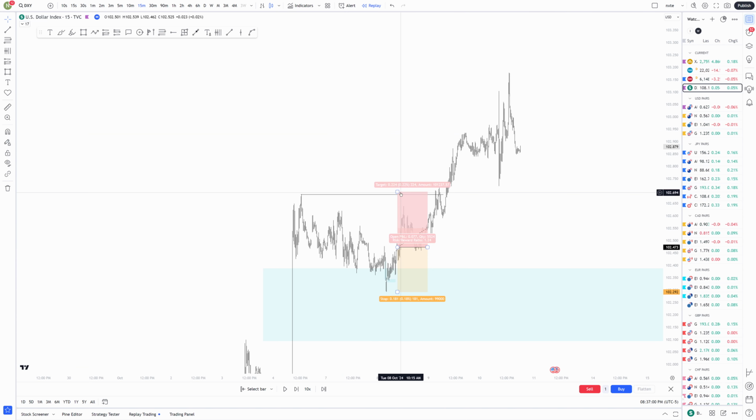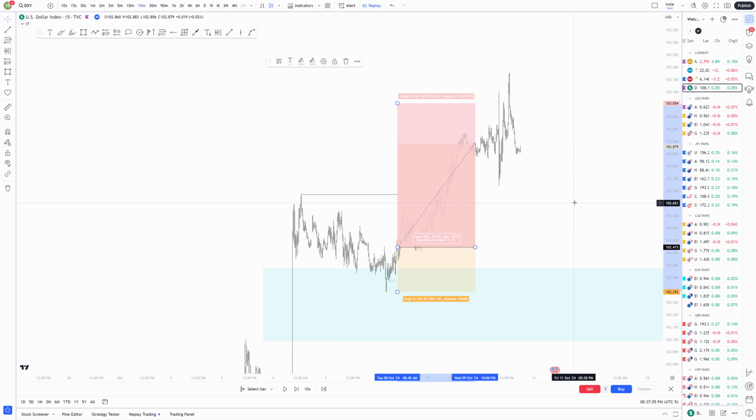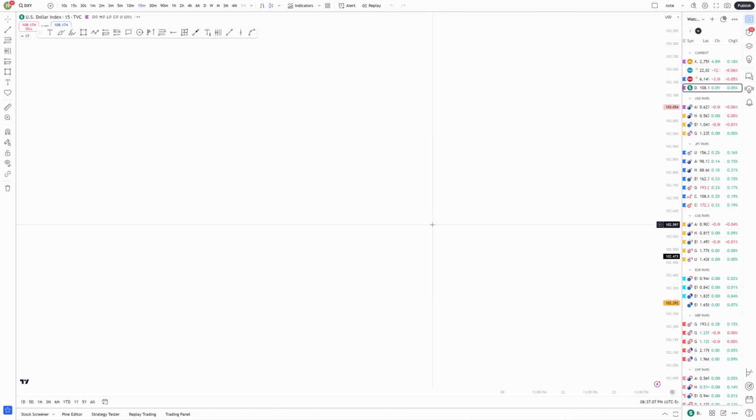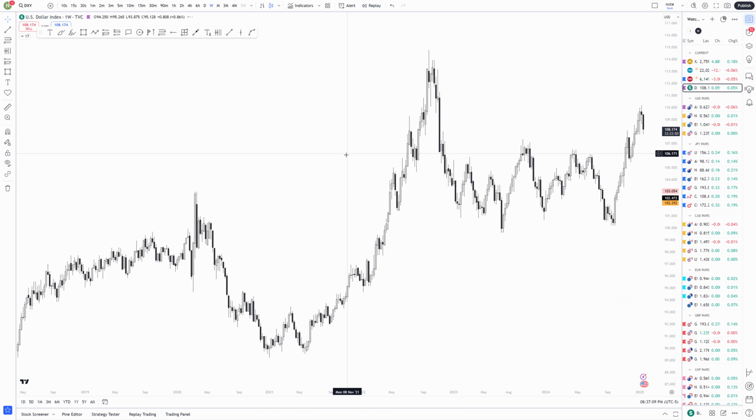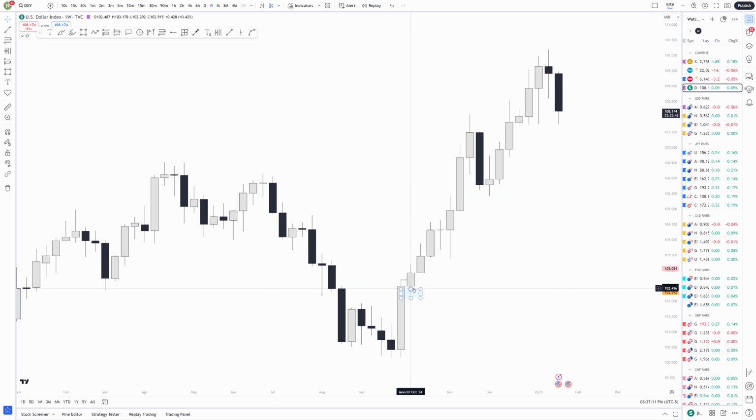We allow for the trades to run. And if they run, they're going to create new fair value gaps. They're going to create higher time frame fair value gaps, just like the weekly. Let's go back. As this trade is running, you have this trade running.